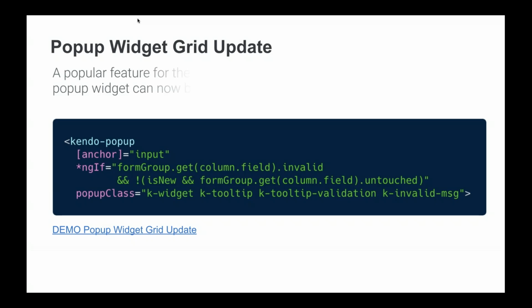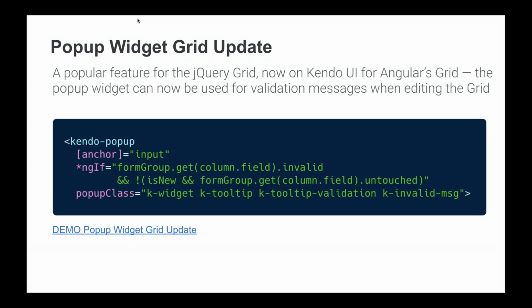So this was a popular feature for jQuery, the jQuery grid, and it's now on our Kendo UI for Angular grid. The pop-up widget can now be used for validation messages when editing the grid, and as you can see below, I just have a little snippet from our demo, but this is how you would include the pop-up with Kendo pop-up.